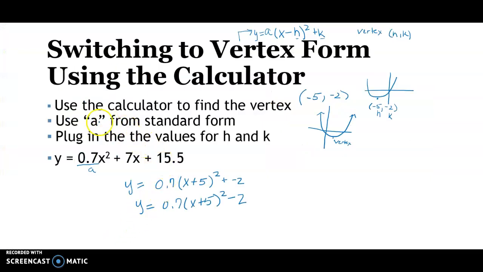So when we go back here, review, we used the calculator to find the vertex that gave us h and k in the vertex form. We used the same a from the standard form, and that is how we switch to vertex form if we're allowed to use the calculator.